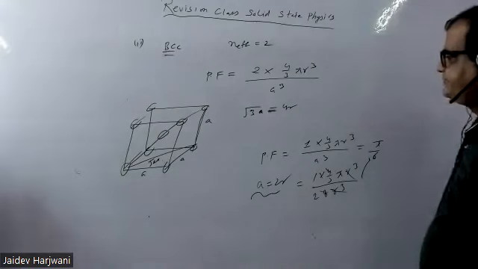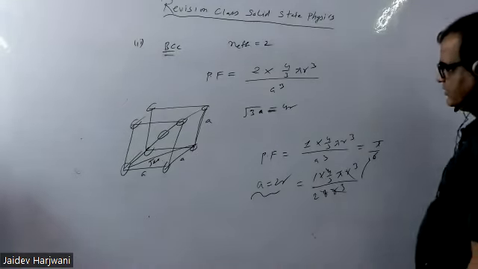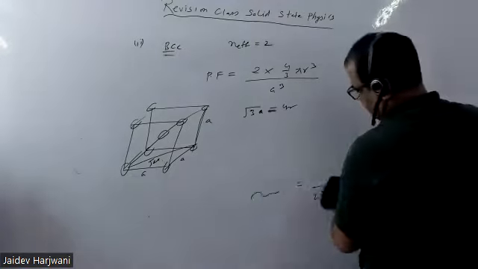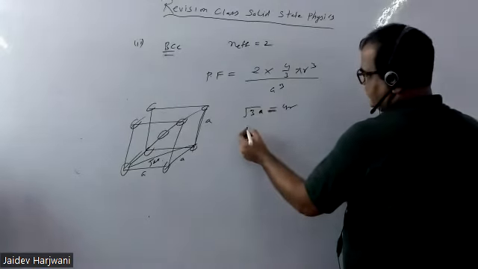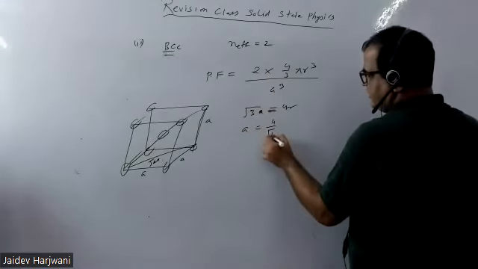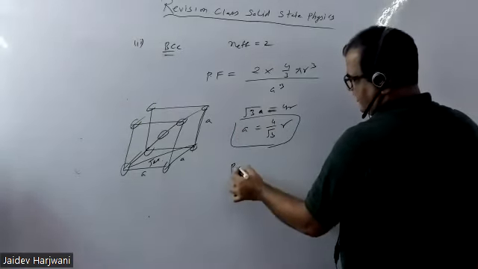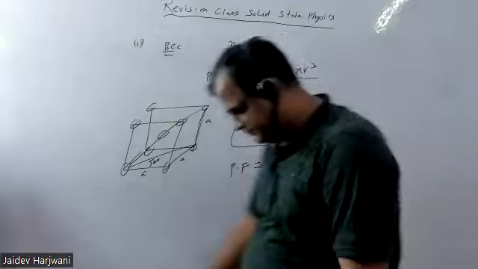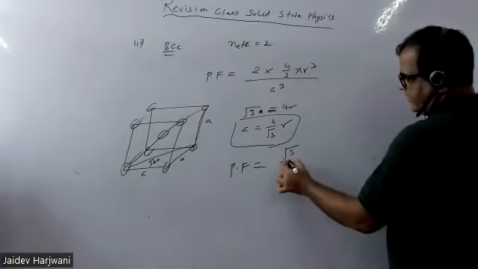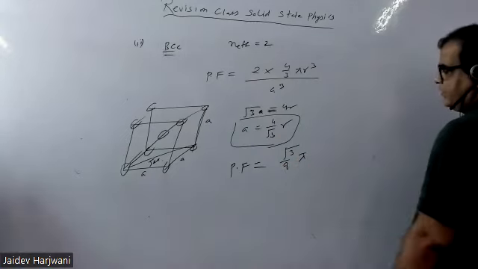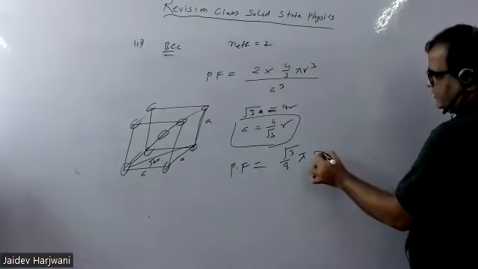Am I correct? Is that a correct relation? Yes, sir. So root 3 a is equal to 4r for BCC. So that relation you should remember, that is, a is equal to 4 upon root 3 r. Okay, and when you put this value here, your packing efficiency will come out, root 3 pi upon 8, which is equal to 0.68.